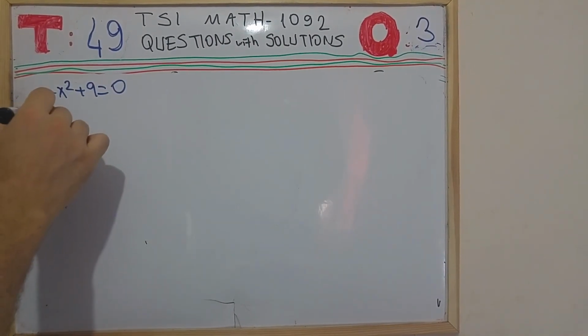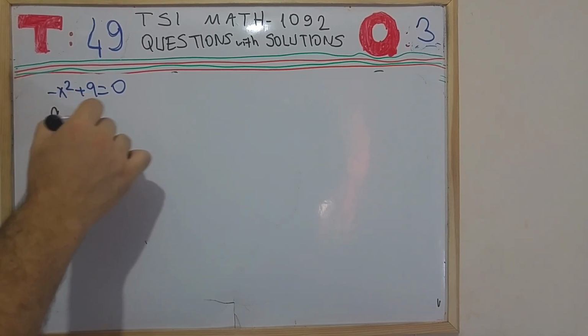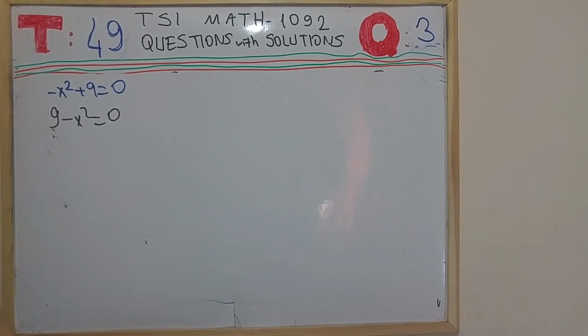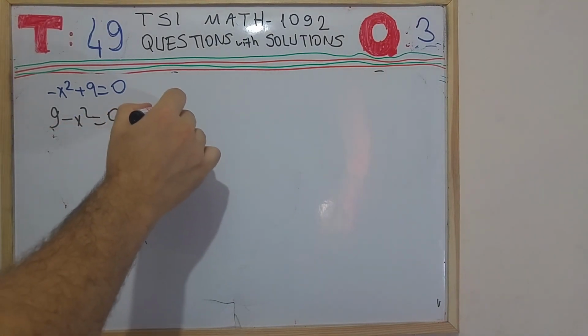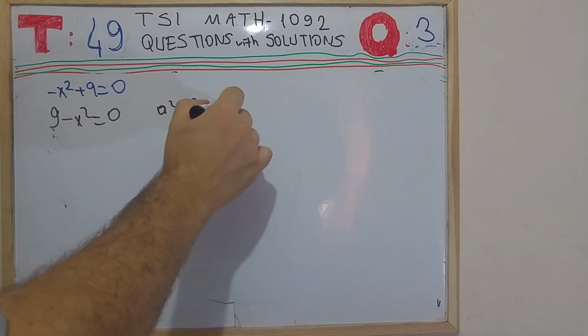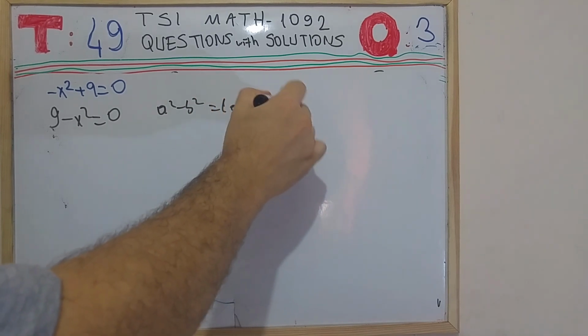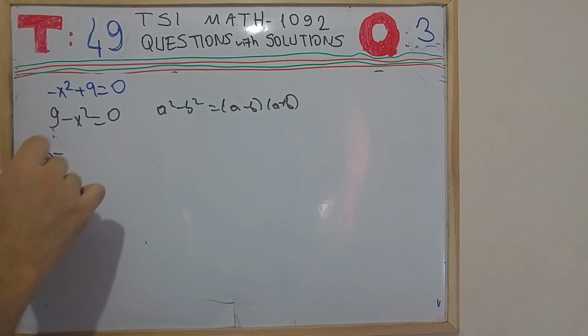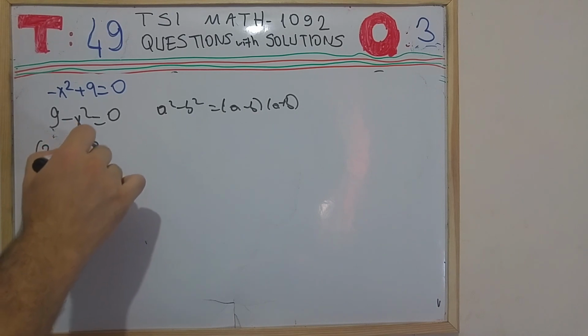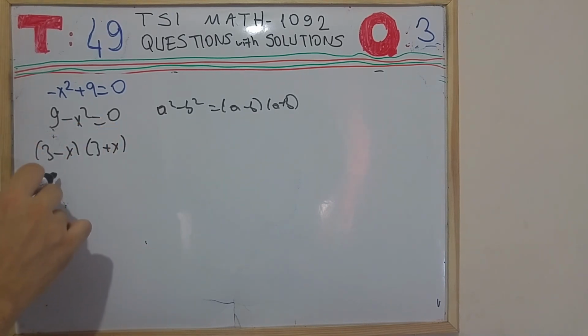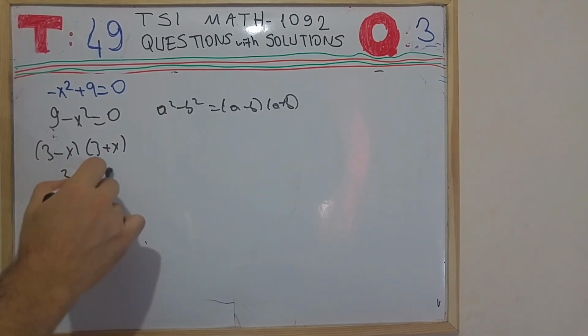Actually it means 9 minus x squared is equal to 0. And the function 9 minus x squared is an a squared minus b squared function, which is equal to a minus b, a plus b. So this is equal to 3 minus x times 3 plus x. Therefore, x would be either plus 3 or minus 3.